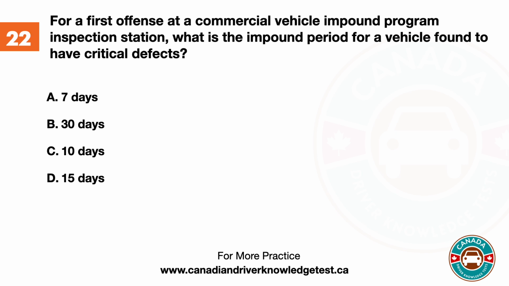Question 22. For a first offense at a commercial vehicle impound program inspection station, what is the impound period for a vehicle found to have critical defects? A. 7 days. B. 30 days. C. 10 days. D. 15 days. The answer is D. 15 days.